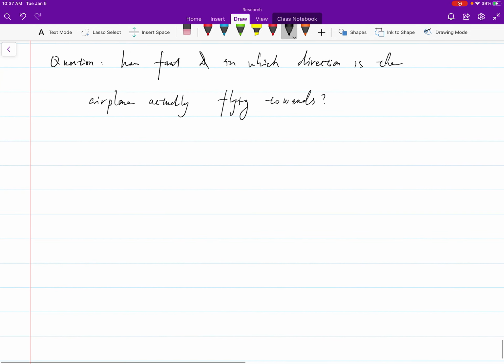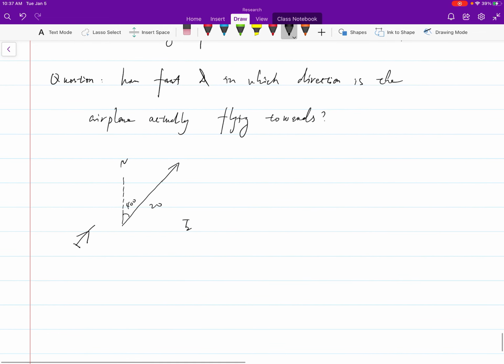Okay, so now let's draw it. Number one, we're having an airplane. That's the best I can do. Going towards north for 20 with a 40-degree direction from the north to the east. Okay, it's flying towards that way. Meanwhile, we have a wind blowing from the northwest. If we don't say anything, it's going to be 45 degrees. So what's the result? The result will be this airplane is going to be pushed towards this direction.